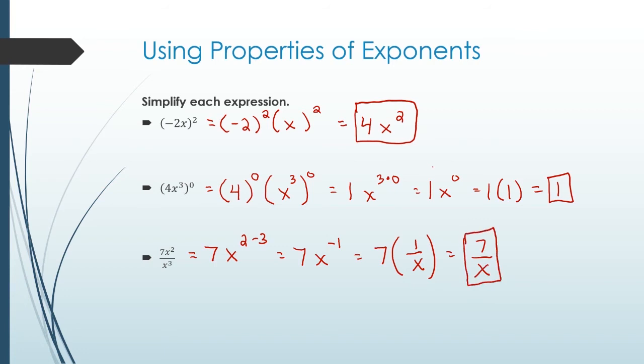You can do that another way by saying, okay, if I have 2 x's on top and 3 on the bottom, if I start canceling things out, I'm going to have a 1 left on the bottom. So that's another way to think about it and get that answer.